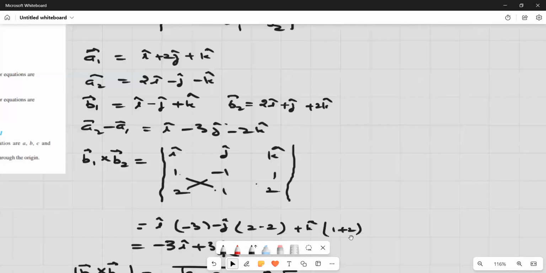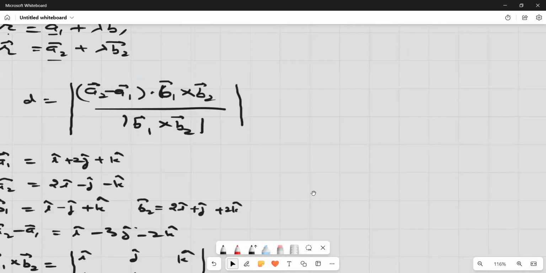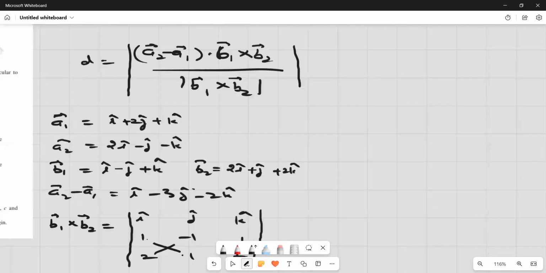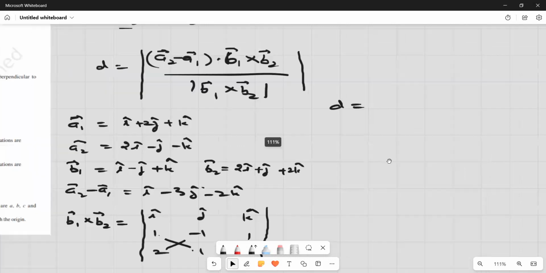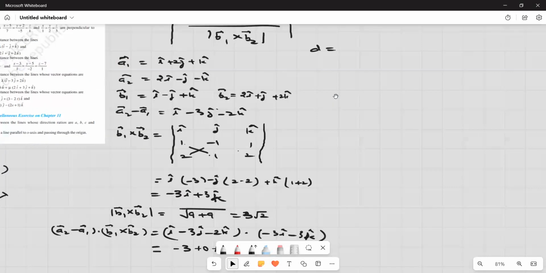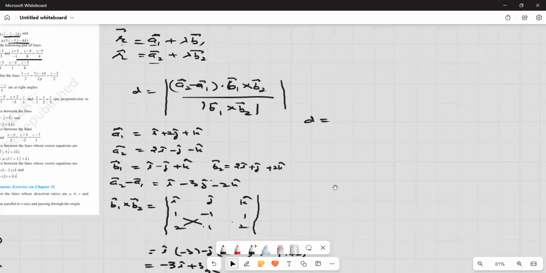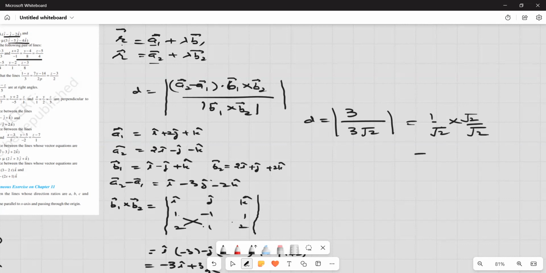So what will be the shortest distance? Formula: D is equal to (A2 minus A1) dot (B1 cross B2) divided by the magnitude. What is A2 minus A1 dot B1 cross B2 coming? 3, and this is 3 root 2. Absolute value is also already positive, so this is 1 by root 2. Don't write the irrational number in the denominator, so rationalize it. So this is root 2 by 2, so 1.414 by 2, so 0.707.